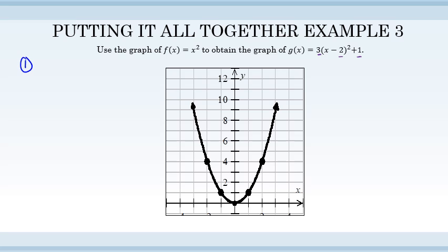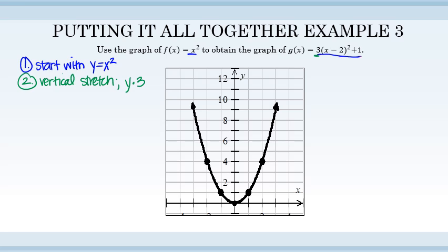Step 1, we'll start with the parent function, which in this case they've told you what it is, but you can also look at the function and realize that it has to be f of x equals x squared. So start with, and I'm going to actually write it as y equals x squared. All right, step 2, let's deal with that 3. So that's going to be a vertical stretch of 3. All I look for on exams, just writing vertical stretch is enough for me. And then tell me what happens to the coordinates. So in this case, you're going to take your y coordinates and multiply them by 3.